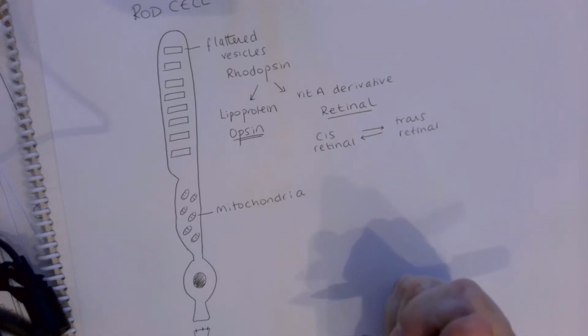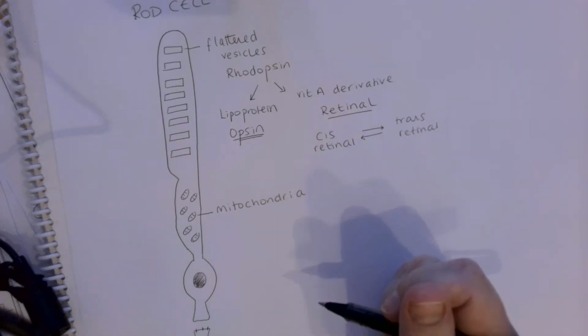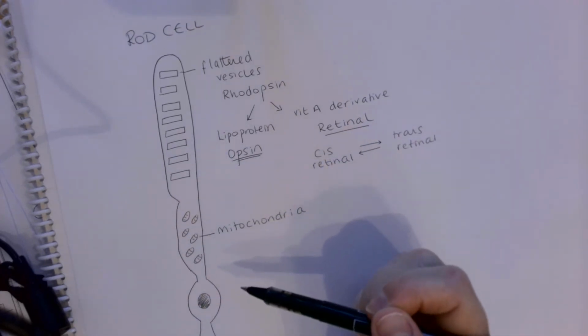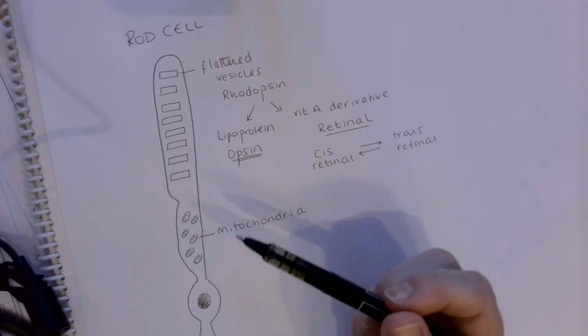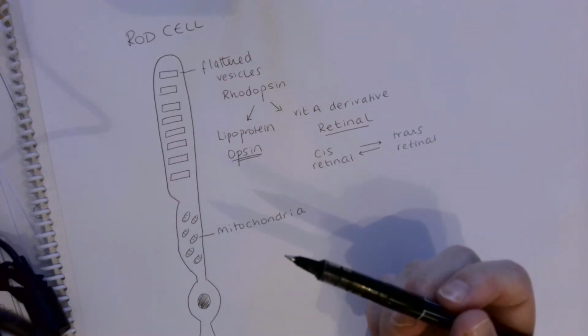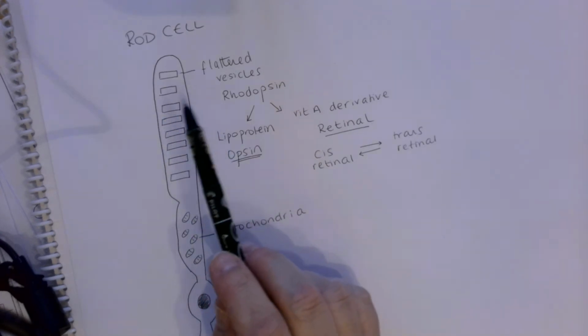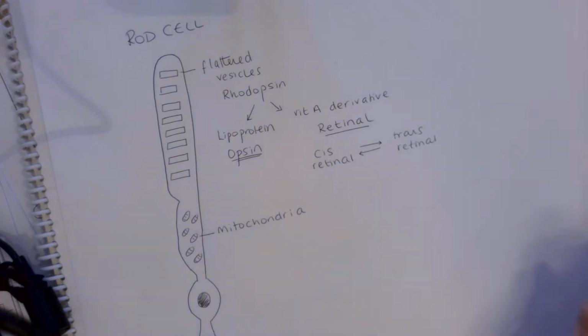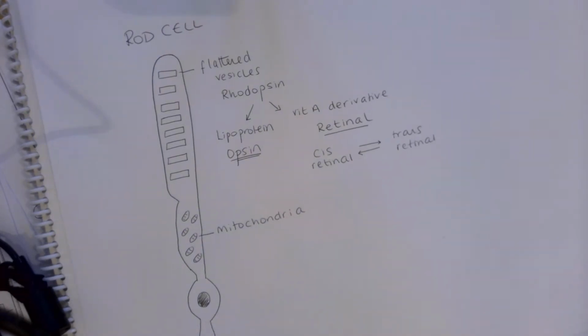Okay, so what I'm going to do now is introduce how we actually generate an action potential in the rod cell. If we remember, this is a photoreceptor, and it's going to be stimulated by light. I just want to focus on this area here. To start with, I'm going to talk about what actually happens in the dark.